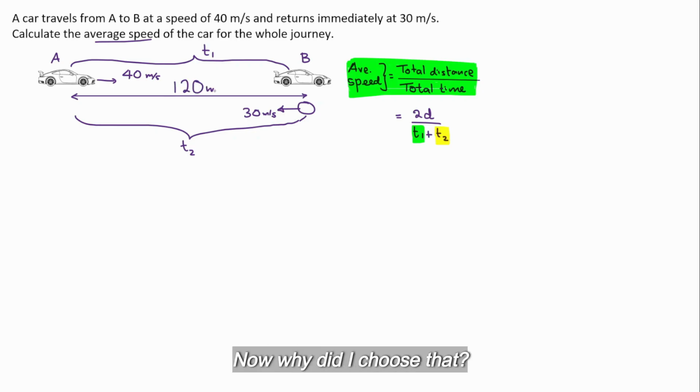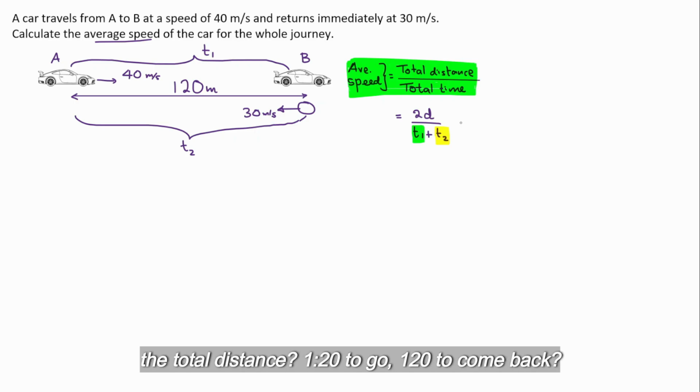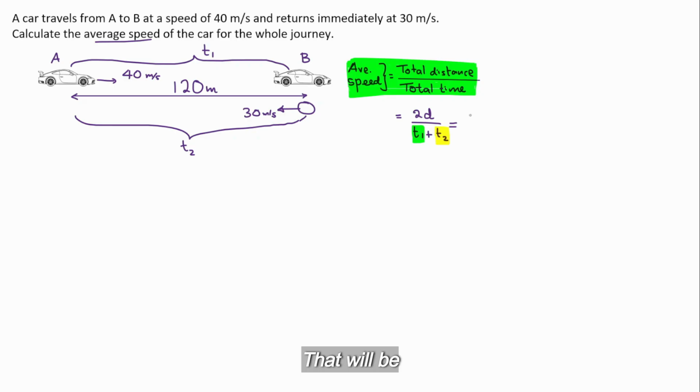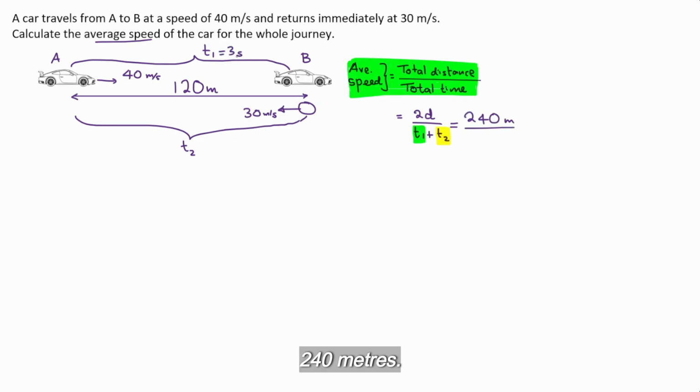Now why did I choose that? Because I can clearly see I can divide that by 40 and 30, and then I get nice round answers. I can assume anything, I get exactly the same answer even if I assume this distance to be like 51 kilometers or something. Doesn't really matter, but I'm just going to make it easy for me. If I take the distance to be 120, what is the total distance? 120 to go, 120 to come back. That will be 240 meters.